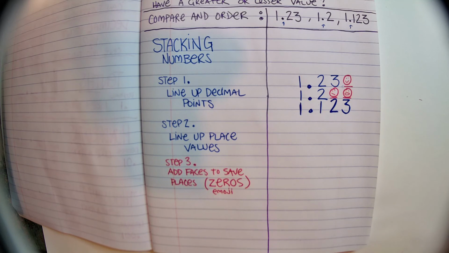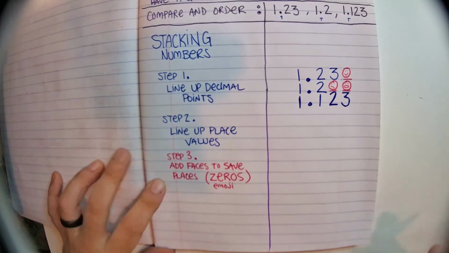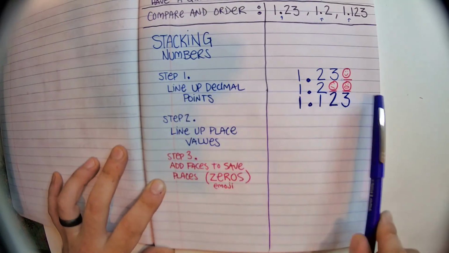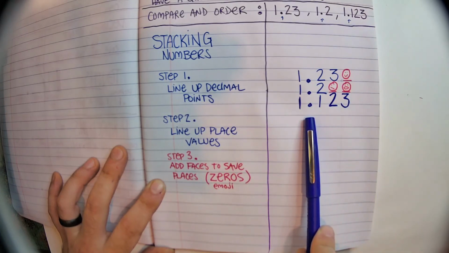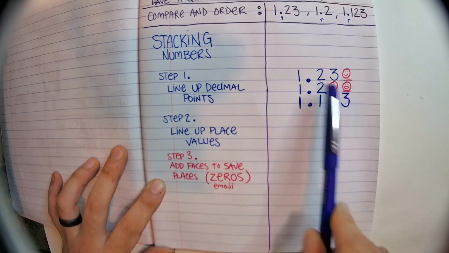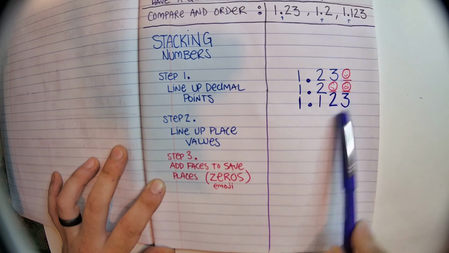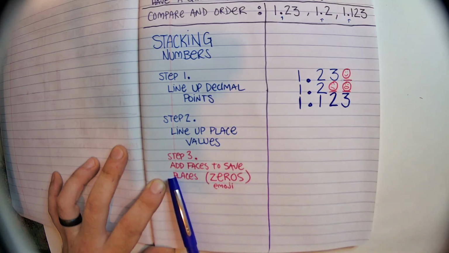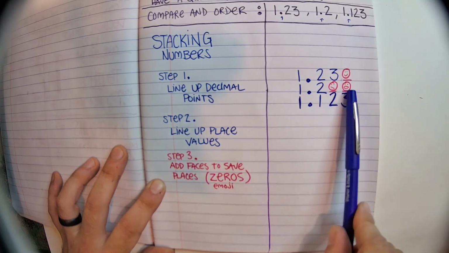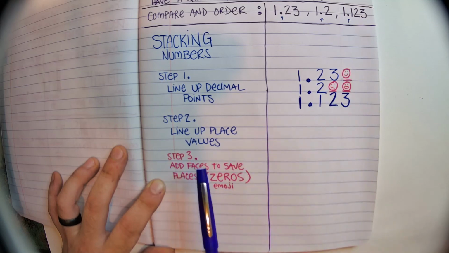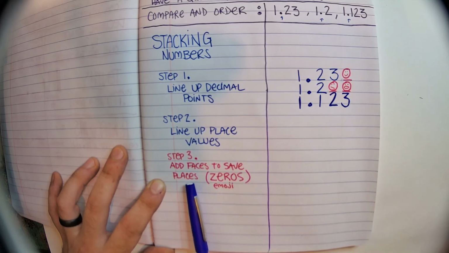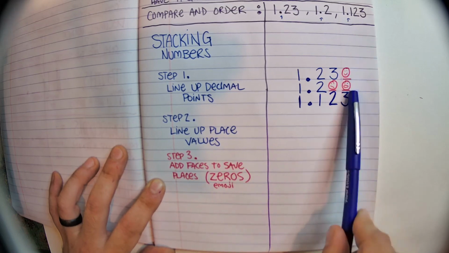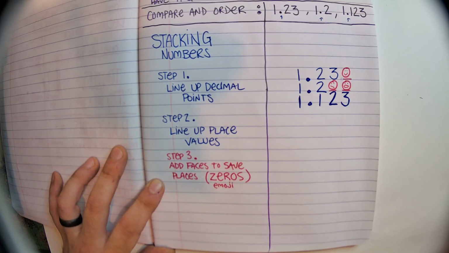So what we have done so far to stack the numbers is we, step 1, lined up our decimal points. We, step 2, lined up our place values. And then step 3, we added some emoji zeros to hold our places. We added faces to save places. All right, and those are our zeros. So when we come back, we're going to find out which one of these numbers is biggest and which is smallest.